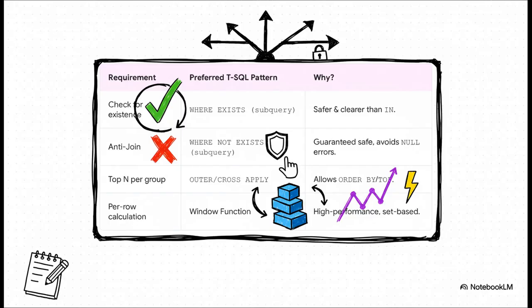So here it is, your key takeaway. This is the cheat sheet you want to burn into your memory. Need to check if something exists? Use EXISTS. Need to find what doesn't exist? Use NOT EXISTS to stay safe from those nulls. Got a tricky top N per group problem? APPLY is your best friend. And for those per-row calculations, reach for a high-performance window function every time.